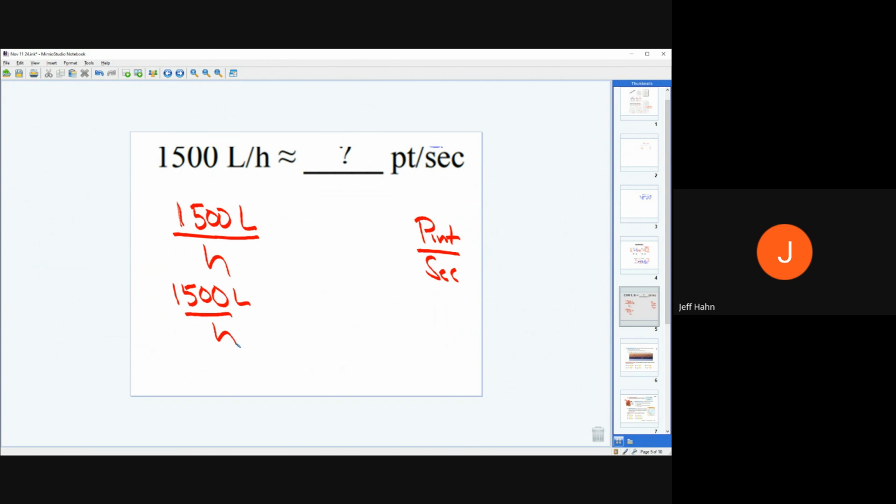Do you want to change hours into seconds first? Hours. So, to do that, because hours is on the bottom, where does it have to be over here? And because I'm changing hours into seconds, seconds have to be here. And there is where you have to fill in the blanks. How many seconds are in an hour, or how many hours are in a second?